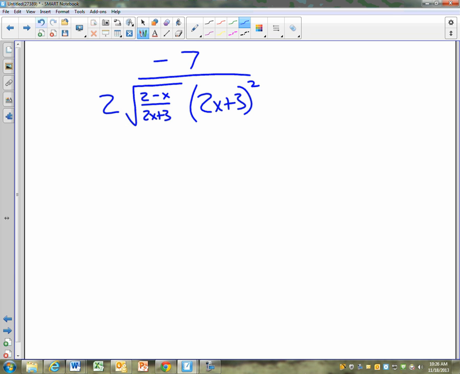Can you leave it like that? The problem is that there's just one small step here. You have a complex fraction now. You have a fraction inside a larger fraction. So instead of dividing by this, let's multiply by the reciprocal. Because this is just the square root of 2 minus x over the square root of 2x plus 3, right? You can take the square root of the top and the square root of the bottom. So if you just multiply by the reciprocal, you're going to get negative 7. You can't leave it like that.